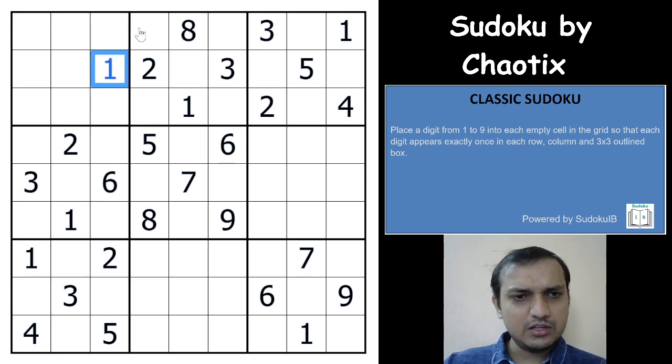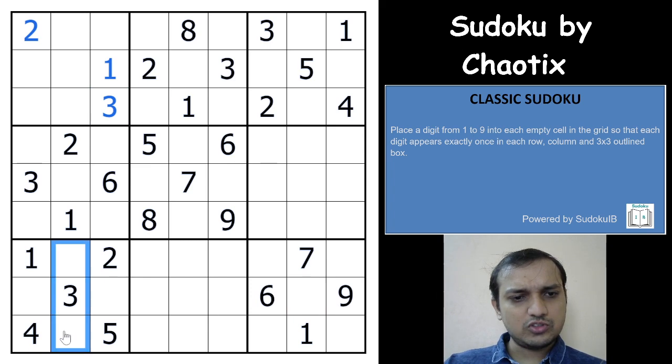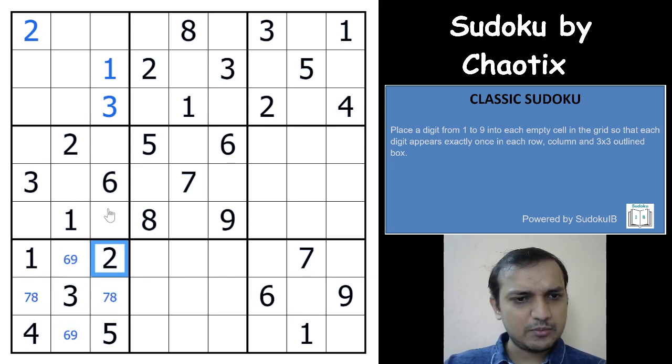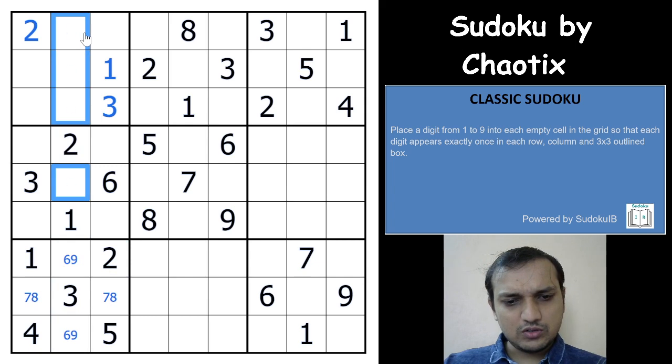You'll have a 1 here. Normal classic rules, you'll have a 2 here. And then you can have a 3 here. Okay. Both 6 and 9 would have to be here. It's a 6 9 pair, and then we have the 7 8 pair remaining. So 1, 2, 3, 6, 9, 4, 5, 7, 8. These 4 cells are 4, 5, 7 and 8.